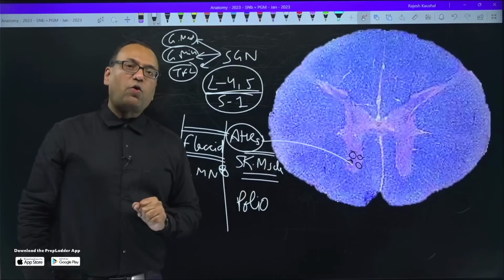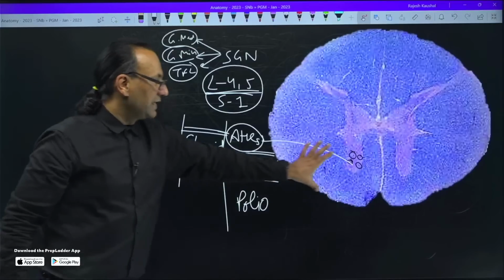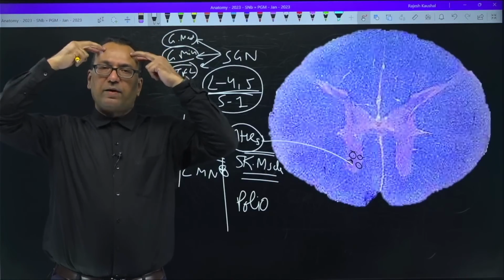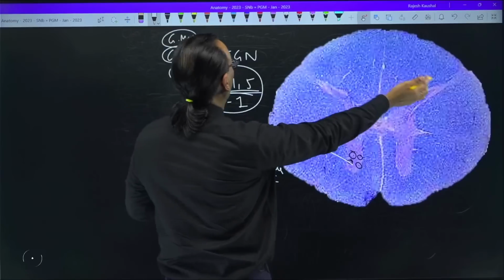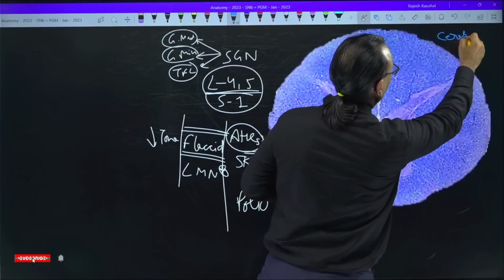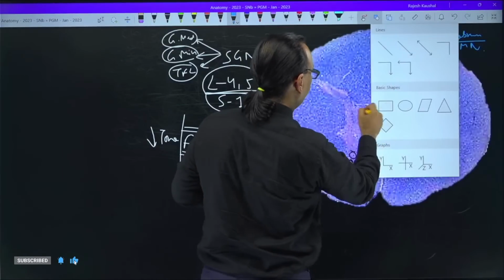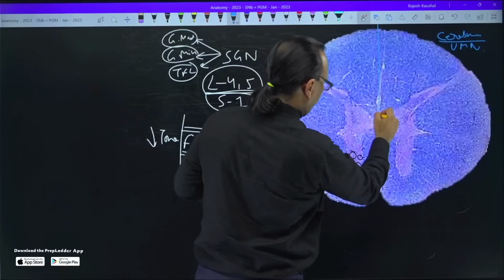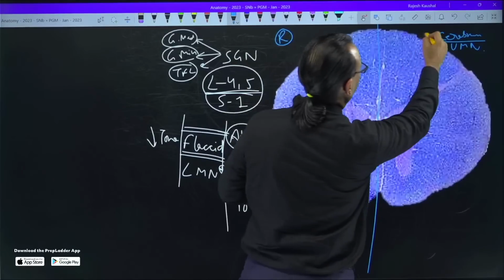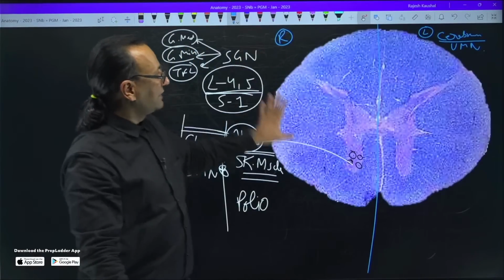Now what is the role of UMN fibers on these LMN fibers? Like the cerebrum has upper motor neurons. Let us put the pathway now. Cerebrum on the other side, which is having upper motor neuron, because this is the midline of the body. This is right side, let us assume this is left side. So we have taken a transverse section of spinal cord. This is right side, that is left side.